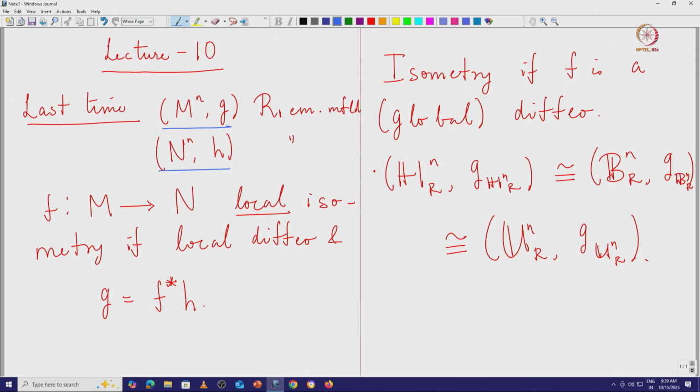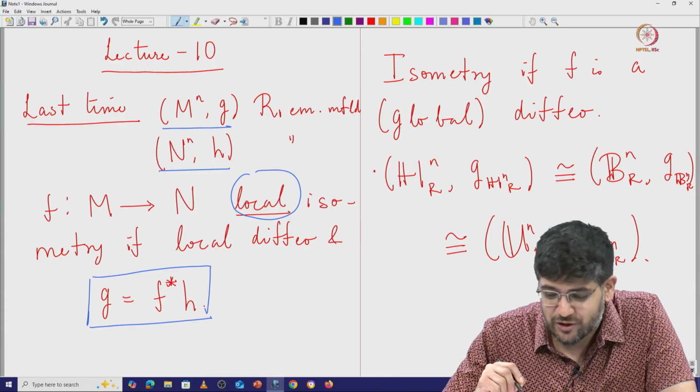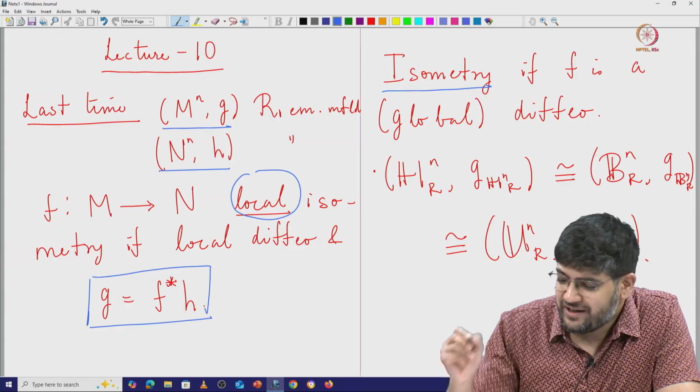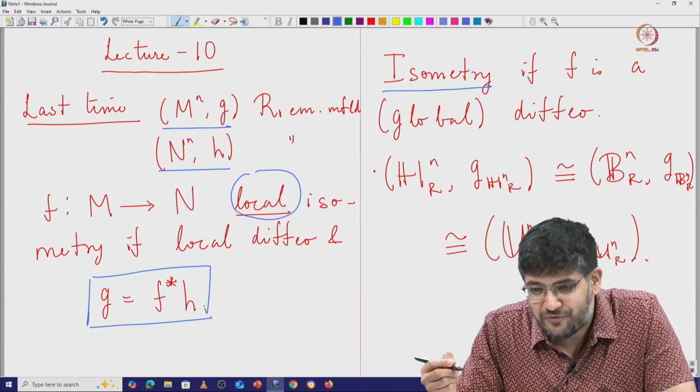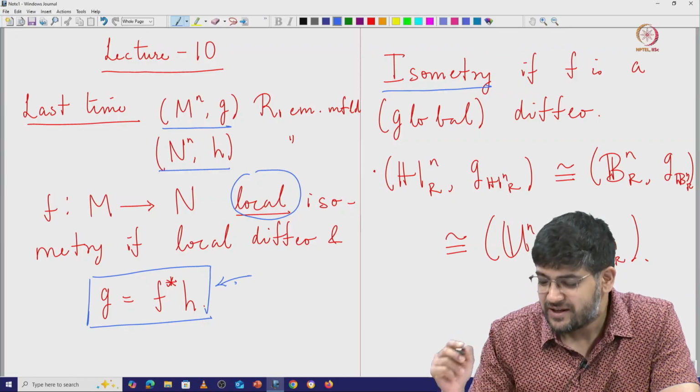We take two Riemannian manifolds, necessarily of the same dimension n. Then a map from M to N is said to be a local isometry if it is a local diffeomorphism and the metrics satisfy this equation: the metric on M is a pullback of the metric on N. We say that it is a global isometry if F is a global diffeomorphism, and it continues to satisfy this equation.